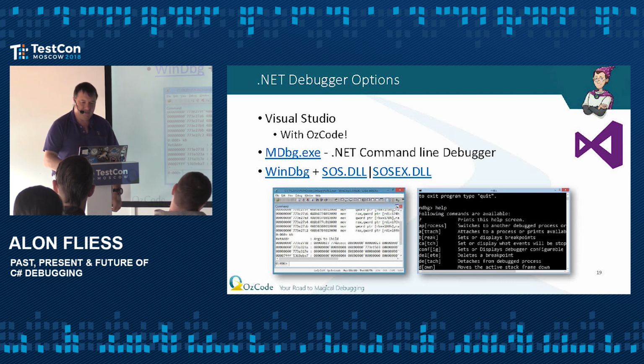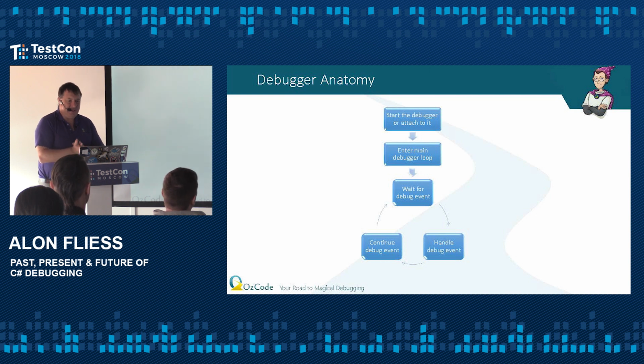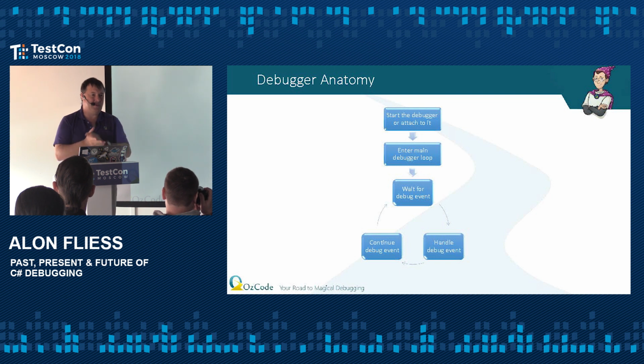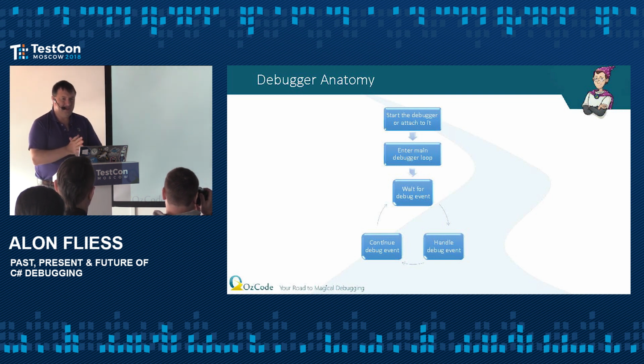Now, the question is, what is a debugger? Actually, the debugger in Windows is something which is baked into the system. There are APIs. If you need to write a debugger, there are APIs for you. And usually, this is what a debugger does. You start the process that is being debugged from the debugger, or you can attach to a running process. There are APIs to do both.